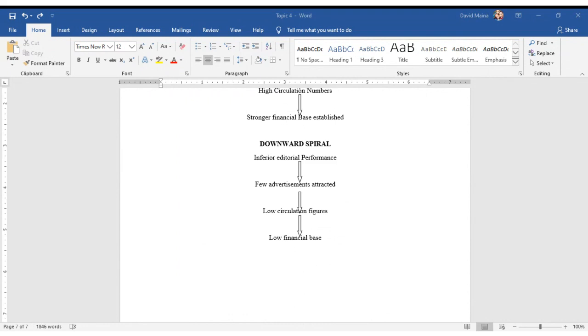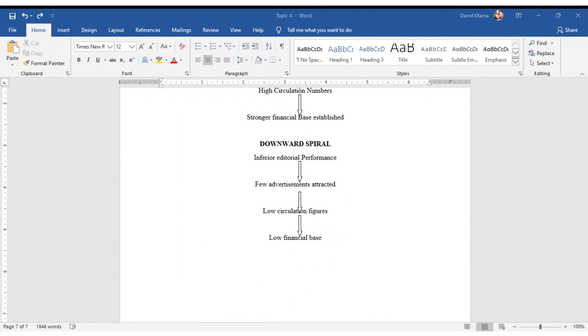And if it is not doing its work, there will be few advertisements attracted. So we are going to attract very few advertisers. Why? Because in the first place, we don't have the audiences to listen to our programs, which are very boring. We don't have the audiences to buy our newspaper, which is very boring and unattractive. Then from there, we have low circulation figures. So you find that the people who are buying newspapers are very few. Then that means the advertiser who had advertised with you just gave you free money. Then from there, we have what we call the low financial base.